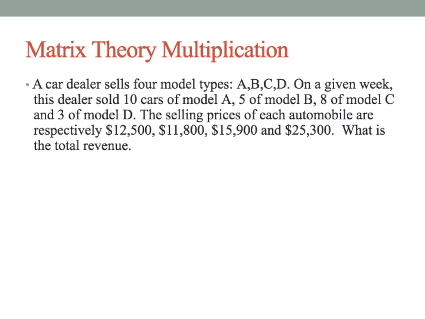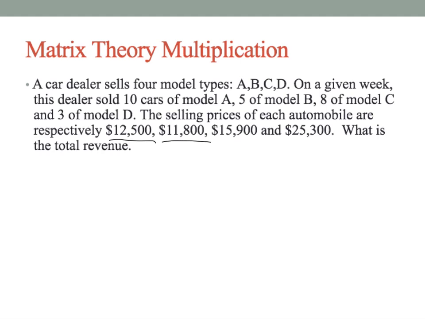And something like this, you probably don't even really need to understand matrix multiplication to do. If we're selling 10 of A, we know we're going to do 10 times 12,500, and then if we're doing 5 of B, we're just going to do 5 times that and the 2 others, and then multiply that and add it all together in the end. But I'm going to work the matrix stuff out for you just as good practice.